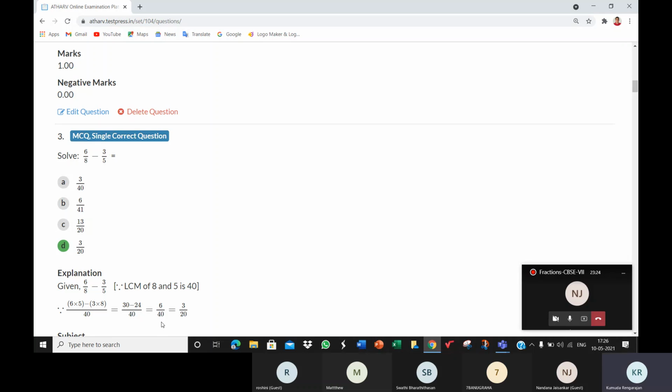6 by 40. Now explain the final answer, children. How did 6 by 40 become 3 by 20? Any idea? 6 by 40. Ma'am, we just simplified, ma'am. Yeah, you have to reduce it. We have to reduce it. Sometimes you would have got 6 by 40, but you will be wondering that the option is not available. 6 by 40 option is not available.